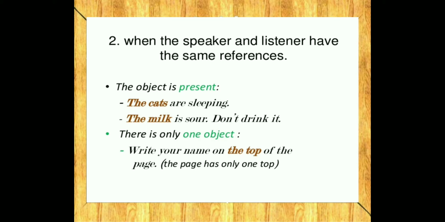There is only one object. For example, write your name on the top of the page. Now the page can only have one top. That's why we will use the with top.